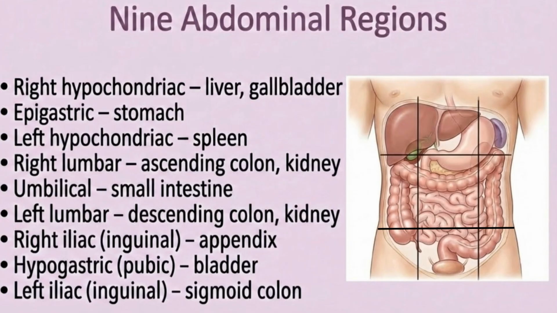The right lumbar region contains the ascending colon and right kidney. The umbilical region contains the small intestine. The left lumbar region contains the descending colon and left kidney. The right iliac, or inguinal region, contains the appendix. The hypogastric, or pubic region, contains the bladder. The left iliac, or inguinal, region contains the sigmoid colon.